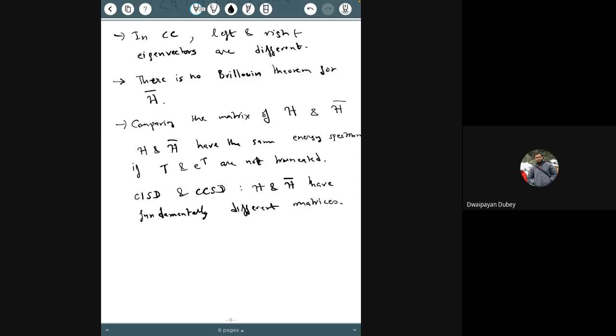And why are they different? Because they are symmetric versus non-symmetric. Different entries are 0. Okay, I wrote that. I repeated: no Brillouin theorem for H bar.